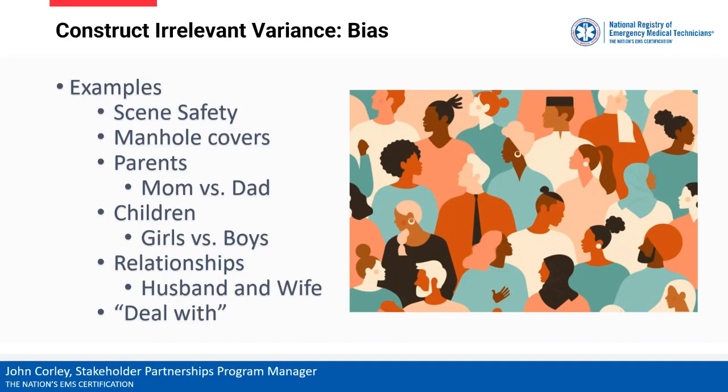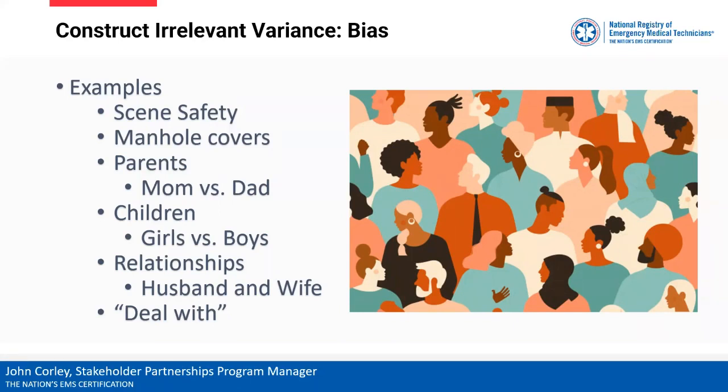Manhole covers: this is a regional bias example. Up in Alaska, they don't really have manhole covers because the ground is permanently frozen in a lot of places. So when you say this person fell down through a manhole cover, they don't know what that is because it's not in Alaska. Parents, mom versus dad: you're inadvertently introducing potential bias there. Different caregivers can take on different roles on scenes based on their gender or sex, I find, from different item writers or developers.